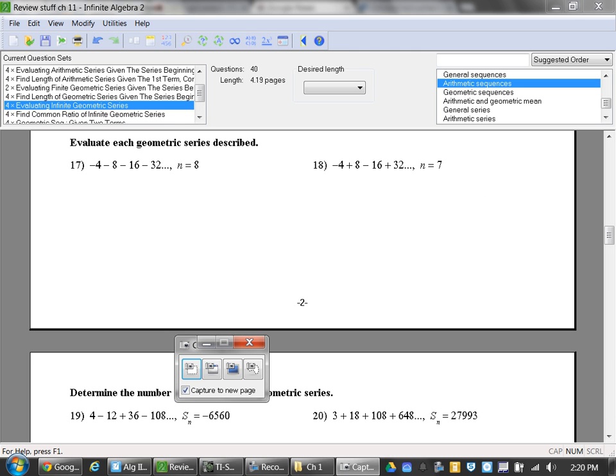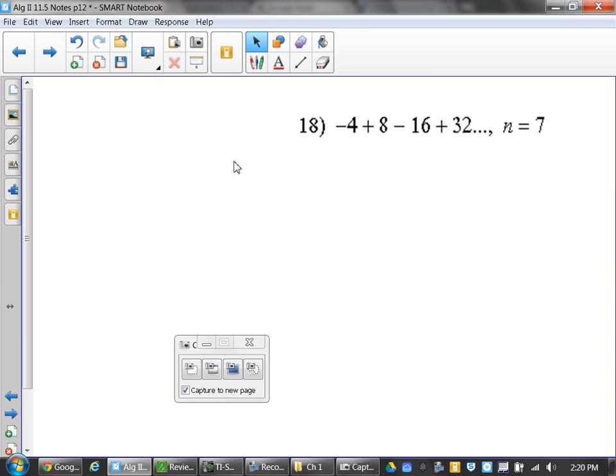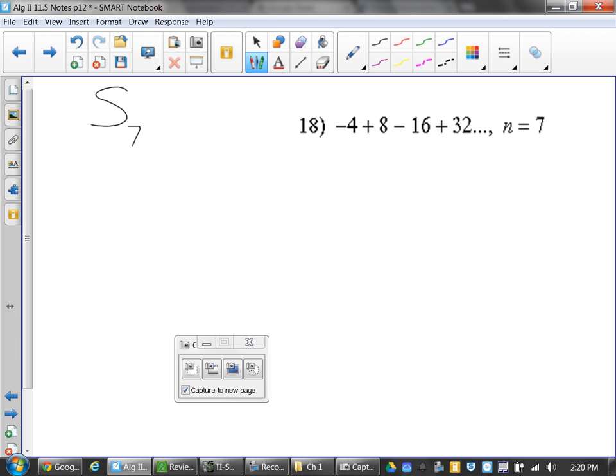I'm going to look at number 18. This is another problem where they're trying to figure out the sum of 7 terms of a geometric sequence. The sum of a geometric sequence is easier to work with because you don't have to write out the nth term rule at all. What you do have to figure out is your rate. But you're given all your terms. Could you look at that and figure out what your rate is?